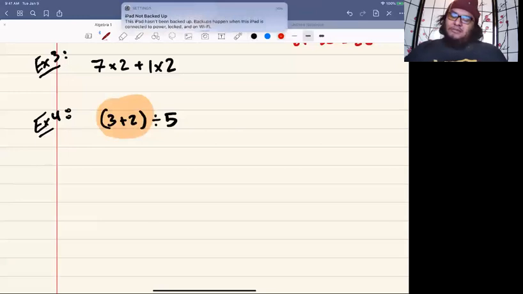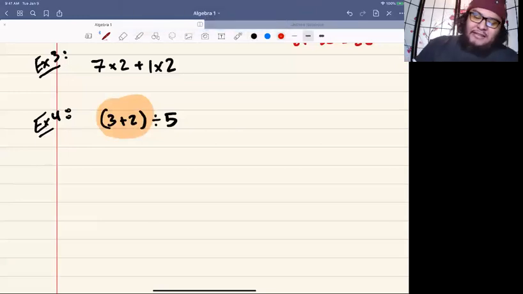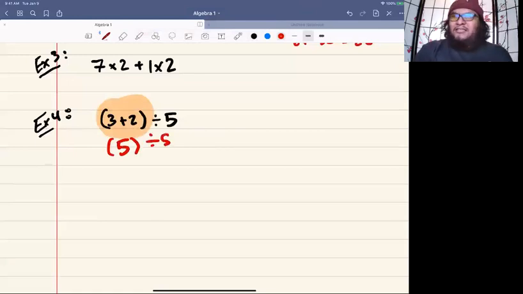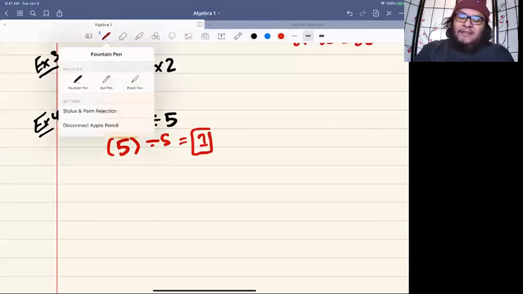Okay. So with 3 plus 2, that's just 5, right? So we're going to write 5 divided by 5. And because it's just a number by itself, you can actually take off the parentheses. We're just going to leave it because it doesn't really change your work. 5 divided by 5, that's actually going to equal to what? All right. So that's another type of example.